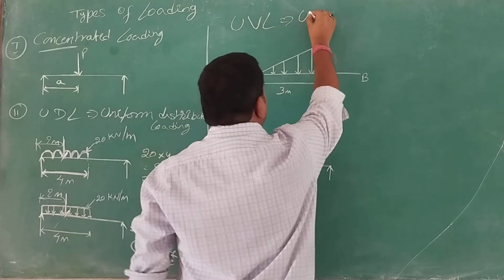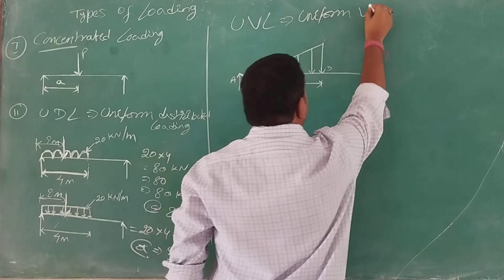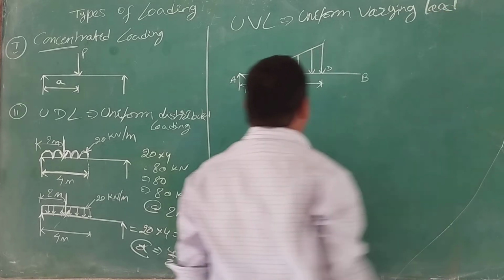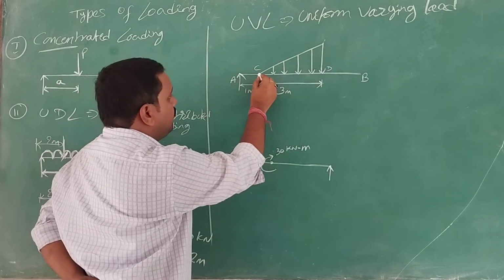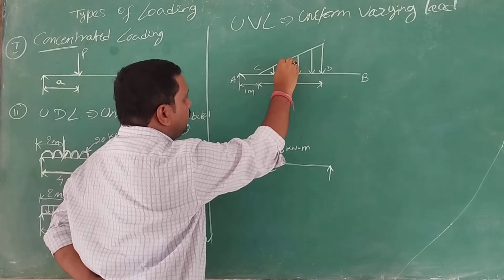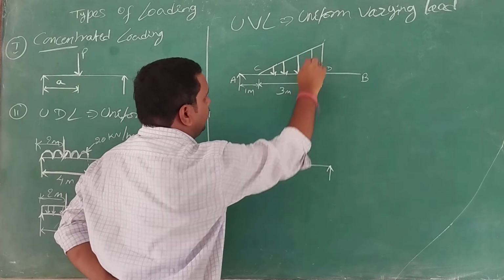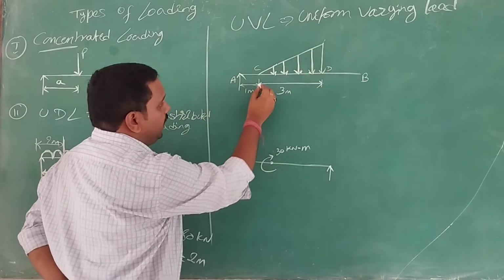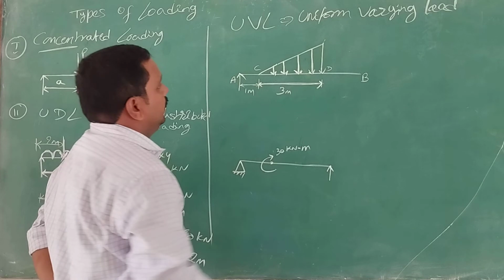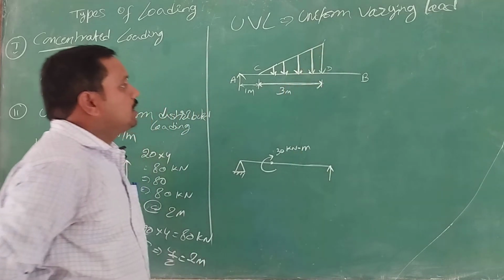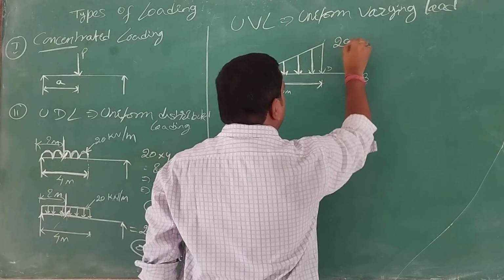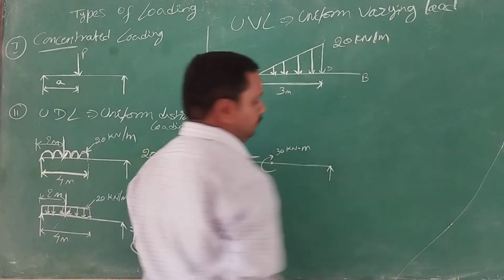And the last one is called UVL, uniform varying load. See, this load is varying uniformly. The intensity of load is varying, and this is varying over a distance of this one. Now if I give it some value, let's say I give it as 20 kilonewton per meter.